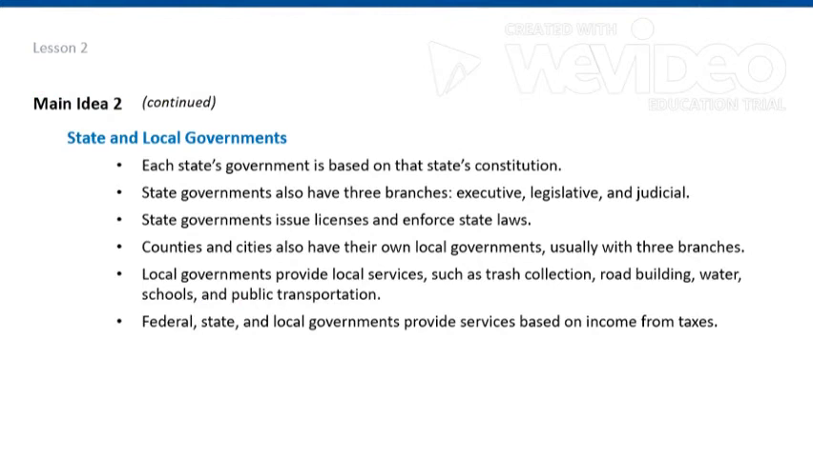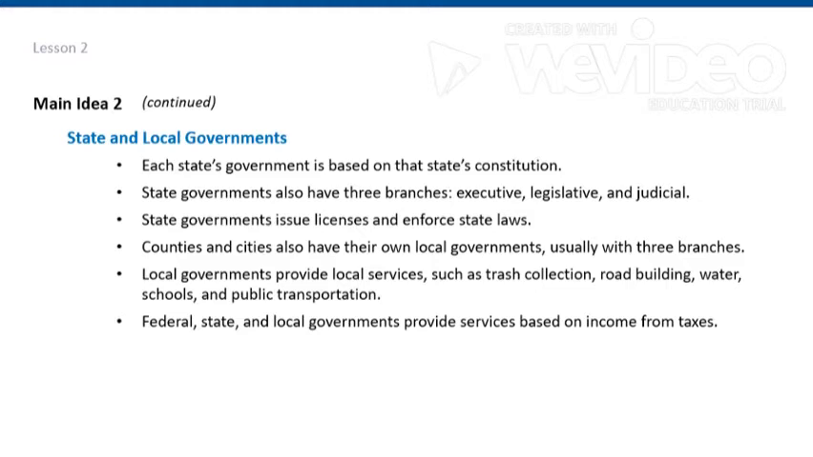State and local governments. State governments are based on each state's constitution. State constitutions set the rules for how each state's government works. State constitutions must not violate the U.S. Constitution or individual freedoms protected by the Constitution. Since state constitutions are different from each other, each state's government is unique.